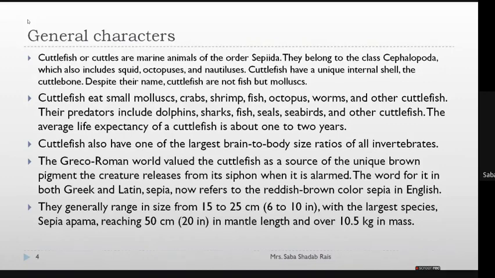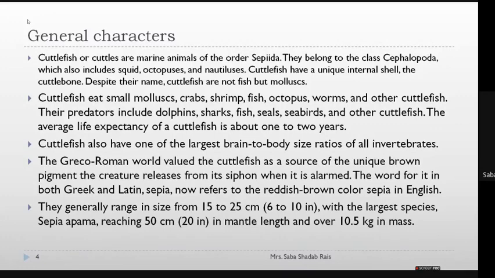When we talk about their average life, it is very good as compared to other sea animals, it is 1 to 2 years. When we talk about the body, they have a big head as compared to other invertebrates. So they have the largest brain to body size ratio.